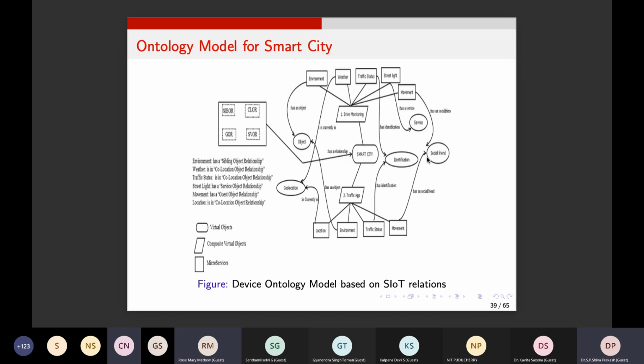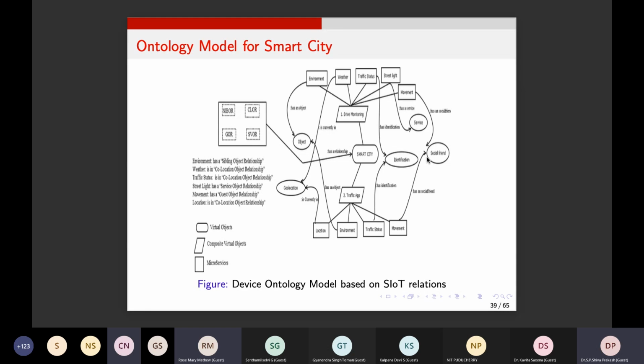So this weather is in a co-location object relationship, because both are saying that it is in some current relation. Similarly, the traffic status is in a co-location object relationship. So what we are trying here is the set of attributes, or the set of services, or the set of devices that are connected within a smart city, right? We are trying to group or cluster them based on the social relationship.